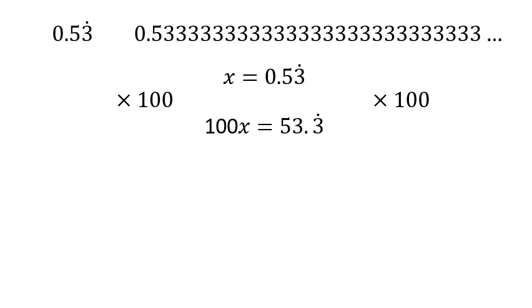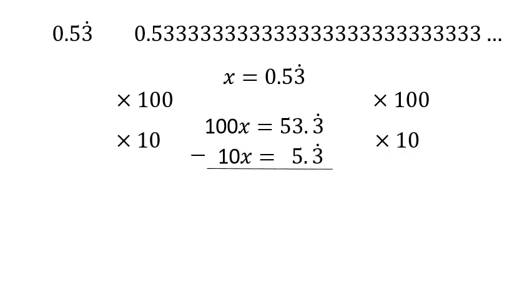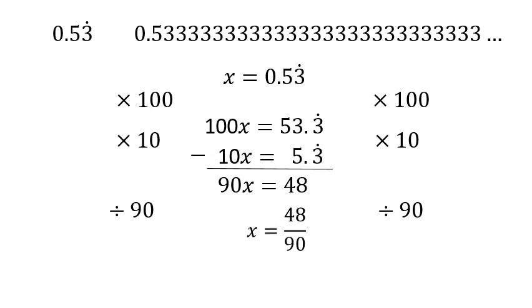In this example, if we let 0.53 with the 3 repeating equal x, then in order to get the same decimals, we need to multiply twice, once by 100 getting 100x and once by 10 getting 10x. Subtracting 10x from 100x, we get 90x equals 48. And using algebra, by dividing both sides by 90, we get x equals 48 over 90. This cancels to 8 over 15.